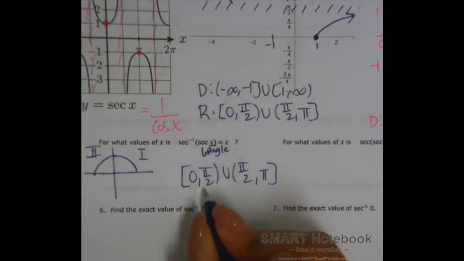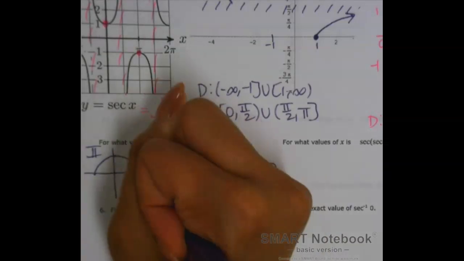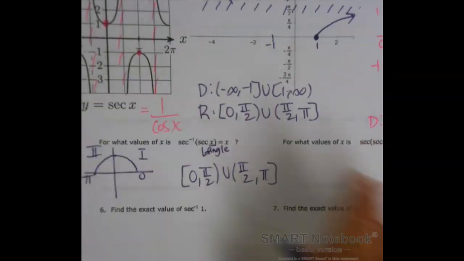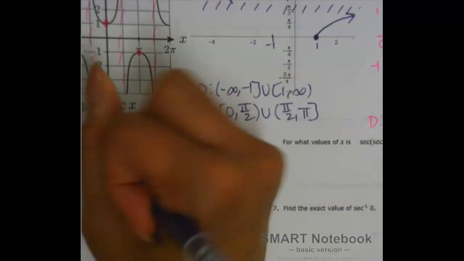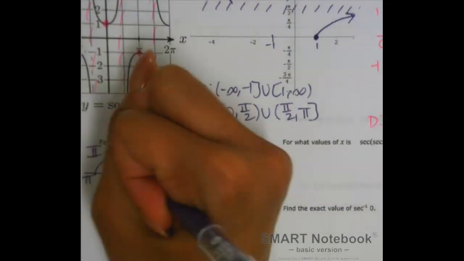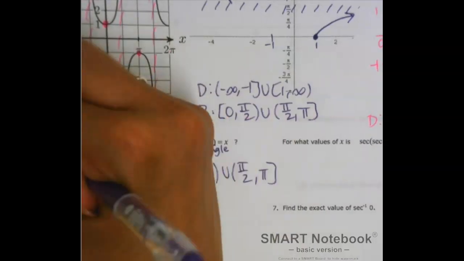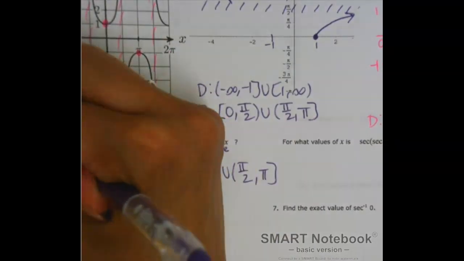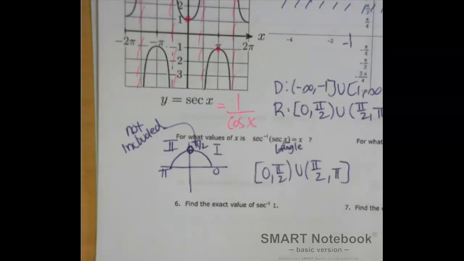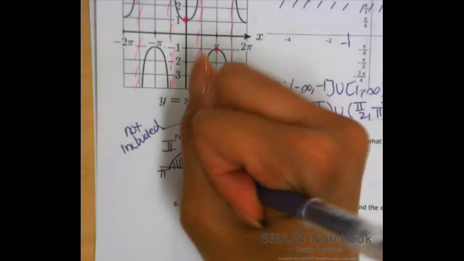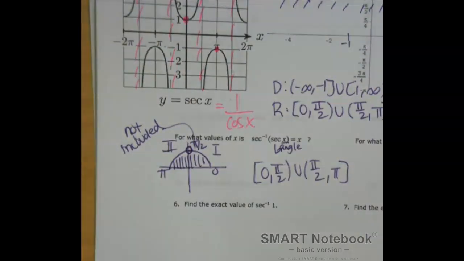No, hold on. We are in quadrants 1 and 2. Here's 0 to pi. We had pi over 2. Are we including that value for pi over 2? No. So we're going to put a big open circle at pi over 2. This pi over 2 is not included. We are not including that pi over 2. Everything else that's between it, we can definitely use.